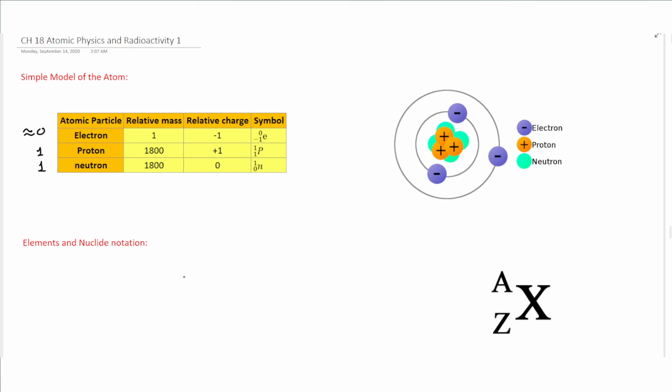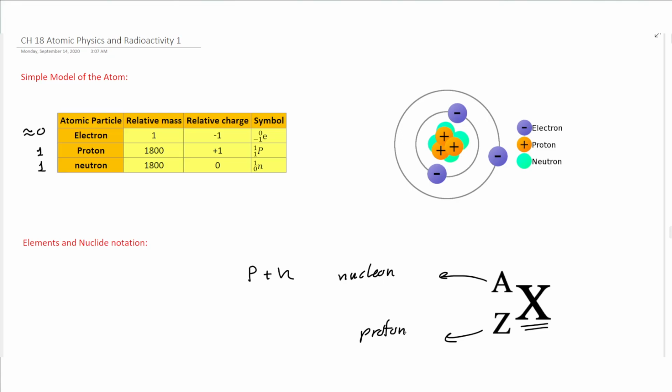Now we go to nuclide notation. If you write an element in the periodic table, you write a symbol consisting of 1 or 2 letters, then a number at the top which represents the nucleon number, which is the sum of the protons and neutrons, and the number on the bottom is the proton number, which is the number of protons or the number of electrons in a neutral atom. Similarly, we use this notation to write symbols for electrons, protons and neutrons.